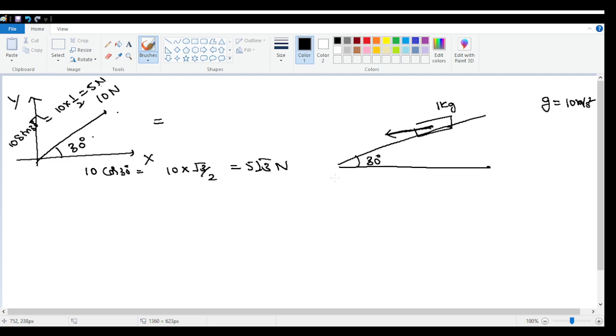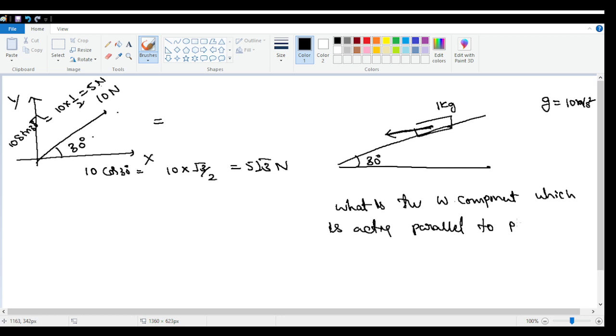Let me write the problem. What is the weight component W which is acting parallel to the plane? They are asking that one.